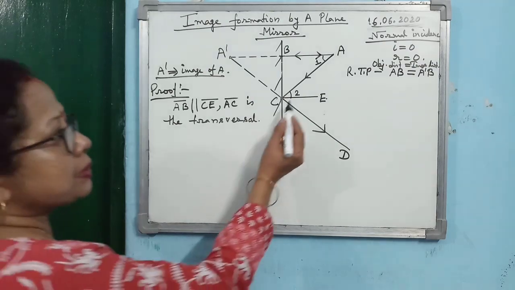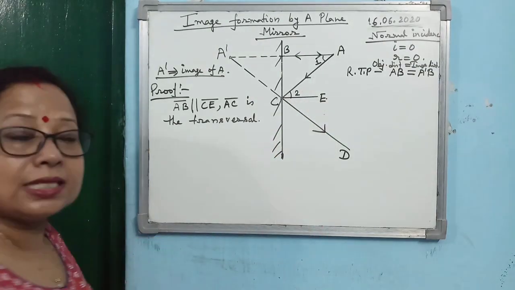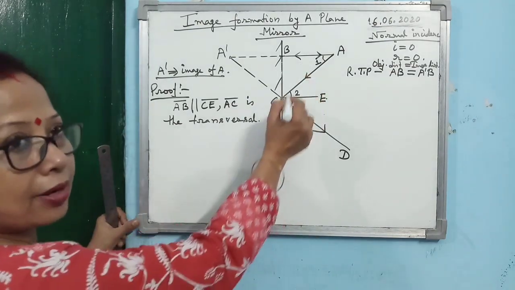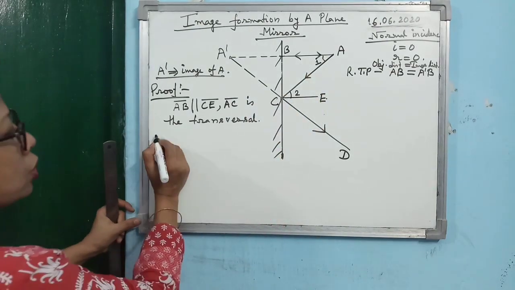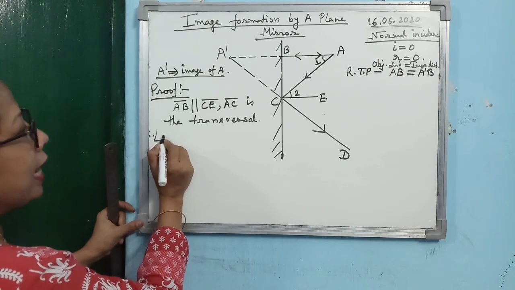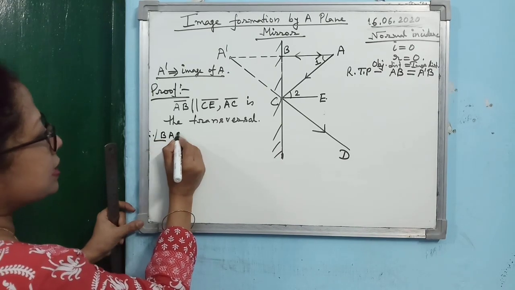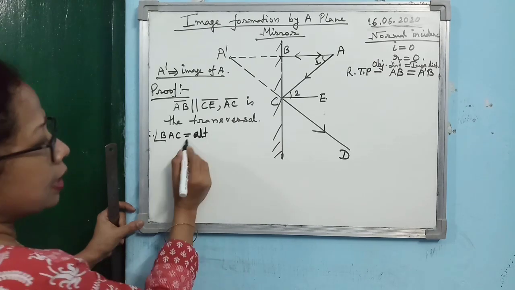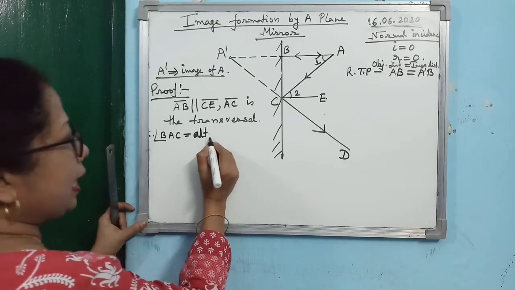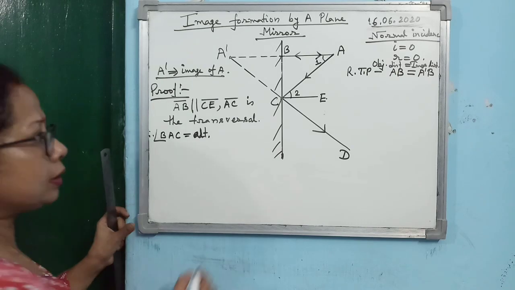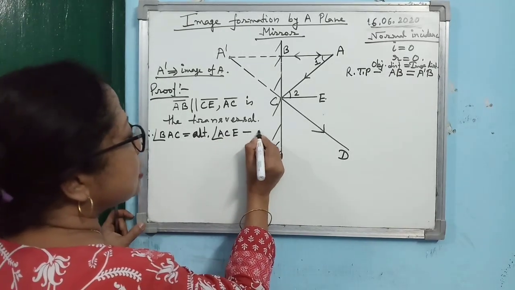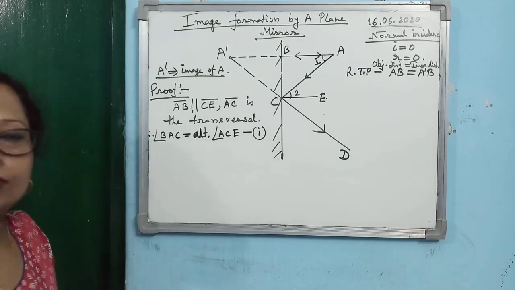Why have I said to name them? Then it will be easy for you to write the name of the angle. Mark it and write it like this, 1 and 2. So one can write, therefore, angle BAC equals alternate angle ACE. You don't have to write the full form of alternate, just write ALT. So this is the first equation we have got.